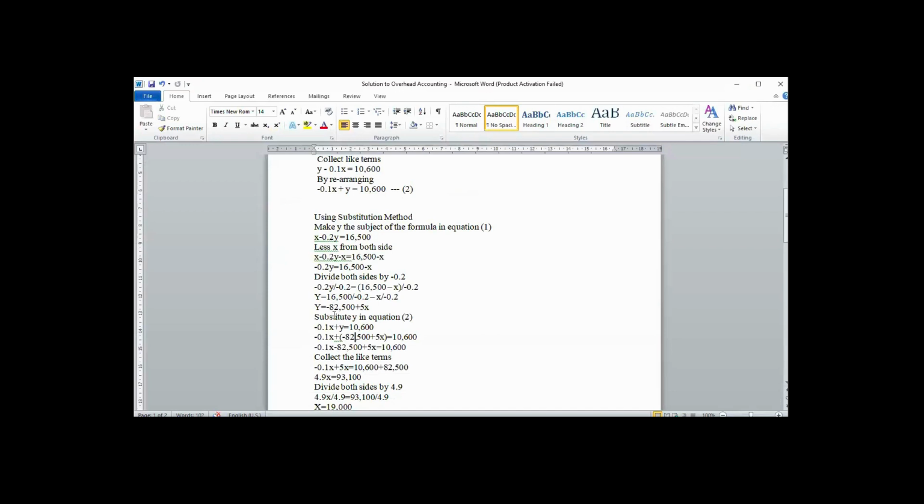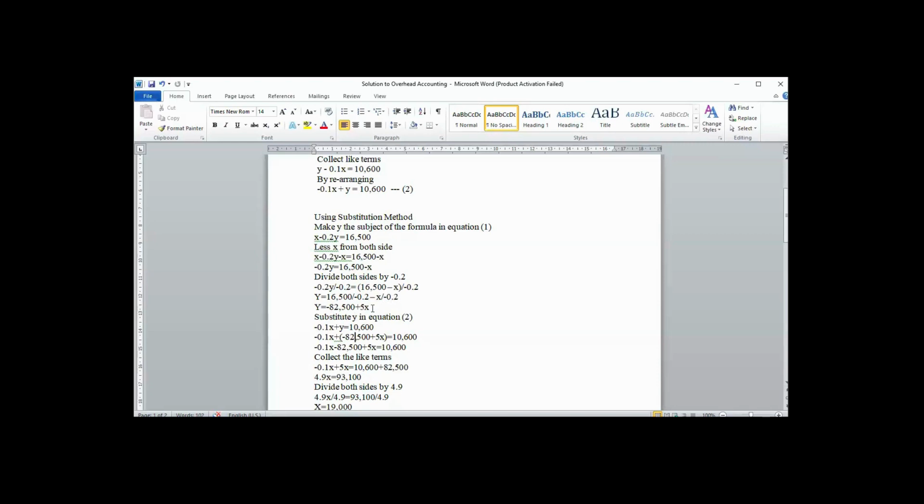Now, when we get to this place, what we need here is y. We've cut the minus 2 away from that y. Then we now have y is equal to 16,500 divided by minus 0.2, minus x divided by minus 0.2. Now, 16,500 divided by minus 0.2 is giving us 82,500, plus here you have 1 divided by minus 0.2.